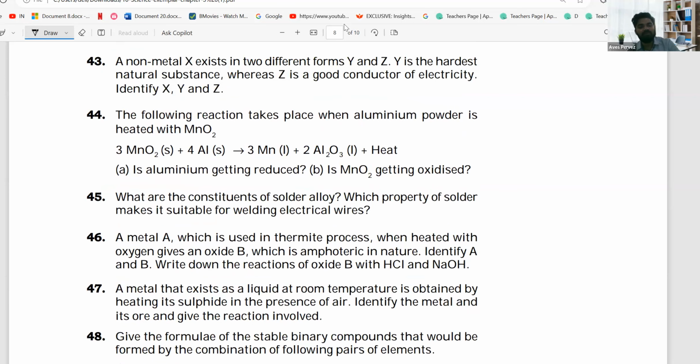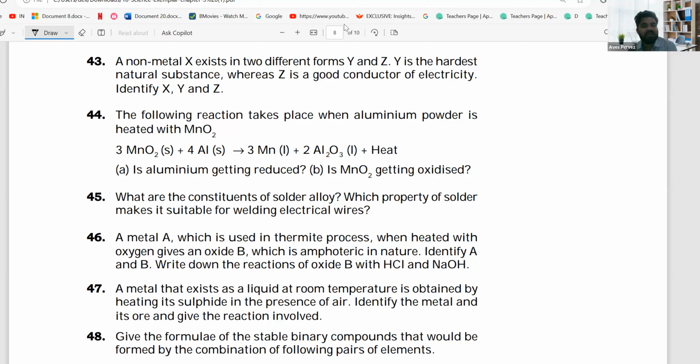Okay. This is question number 44. The reaction is of aluminium powder reacting with this compound. Tell me, is aluminium getting reduced, or is MnO2 getting oxidized? Mn is getting reduced.